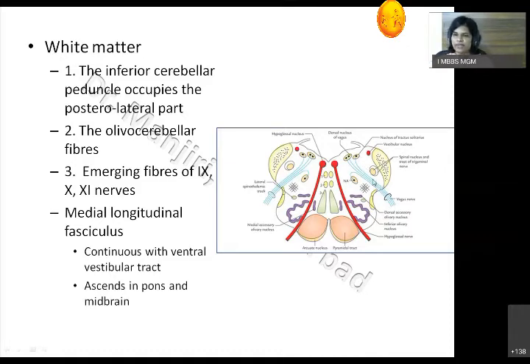Then as there are nuclei present, the vagal 10th nerve will come out, the 12th nerve will come out, as well as the spinal part of the accessory nerve. Now, the white matter, again, first is the pyramid. Then there is a medial lemniscus, then tectospinal tract, and medial longitudinal fasciculus. This medial longitudinal fasciculus is continuous with the ventral vestibular tract. So it ascends in pons and midbrain as well. We'll be able to see it in detail in pons. So that is called the medial longitudinal fasciculus.